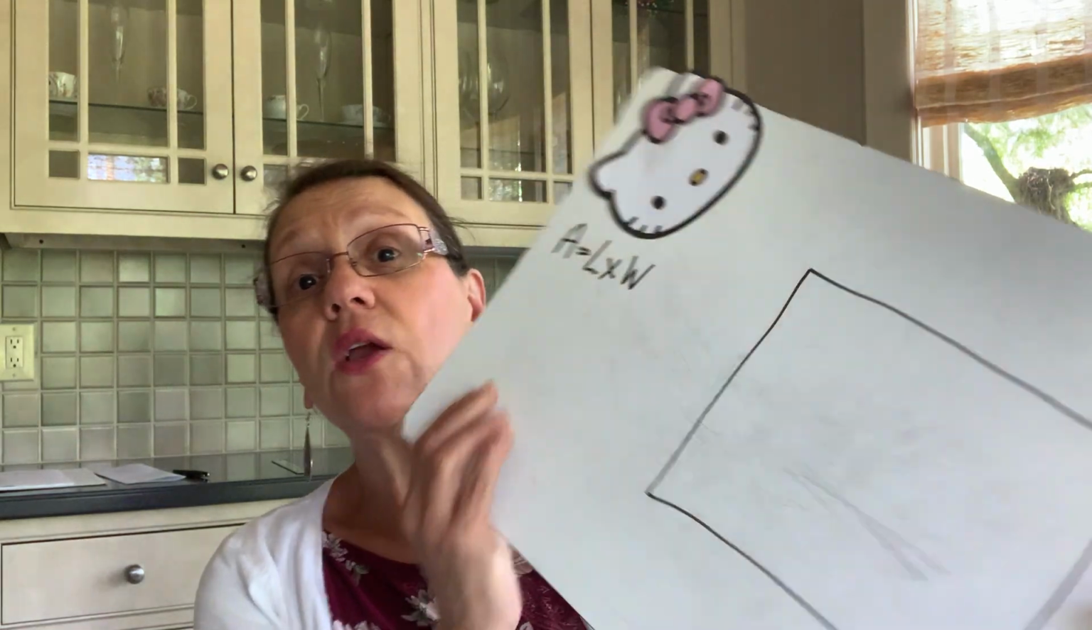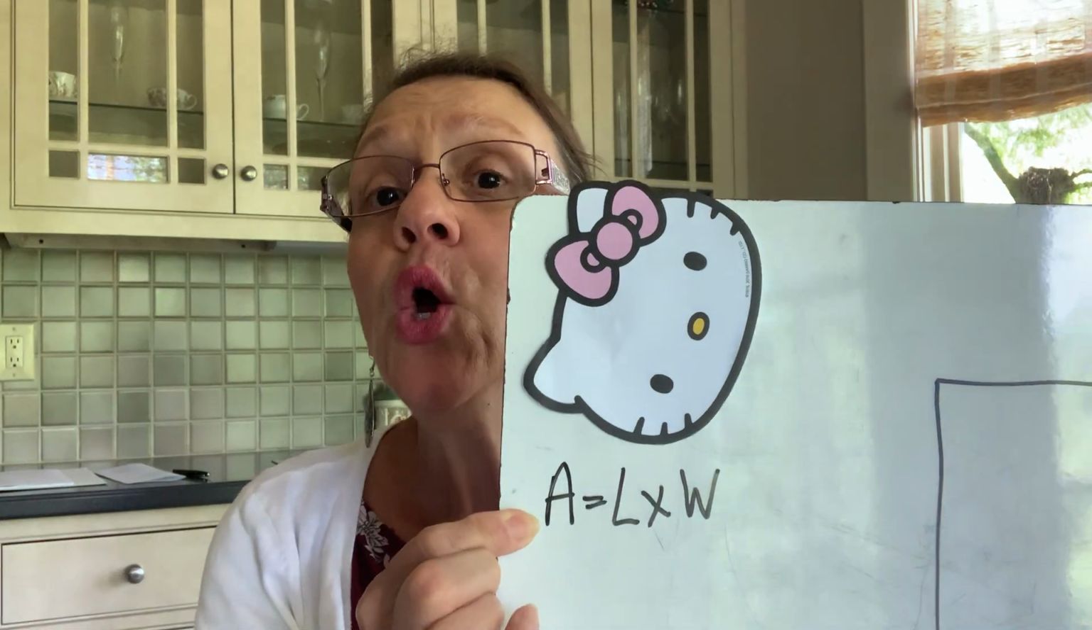To multiply with an area model. Somewhere, somebody got the bright idea that knowing that area equals length times width, we can use this method to multiply any two numbers. They could be whole numbers or fractions or decimals. Today we're going to talk only about whole numbers.